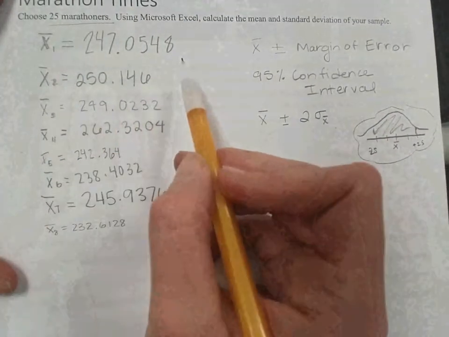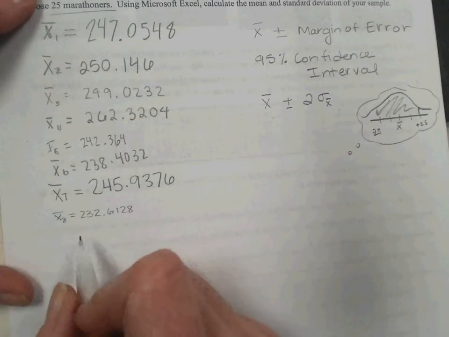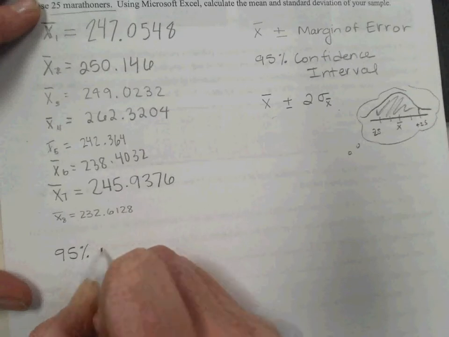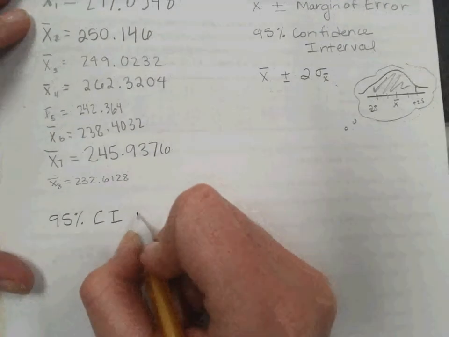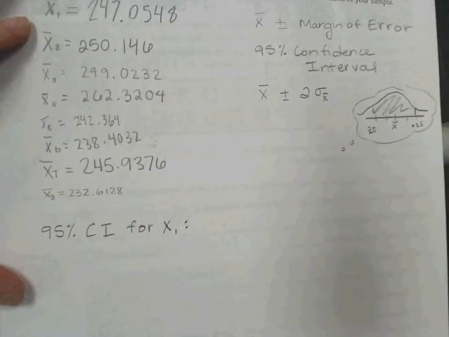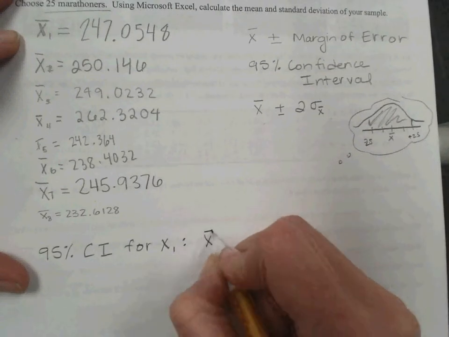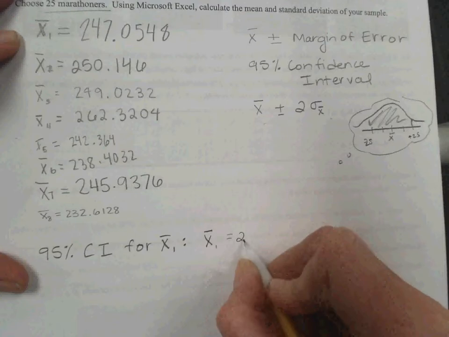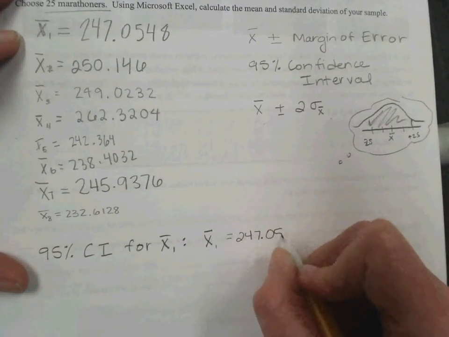You all gave me these sample means. So for x sub 1, I'm going to calculate the 95% confidence interval, and we abbreviate confidence interval with CI, for x sub 1. So we know that x bar sub 1 is equal to 247, I'm going to round to the nearest hundredth, 0.05.